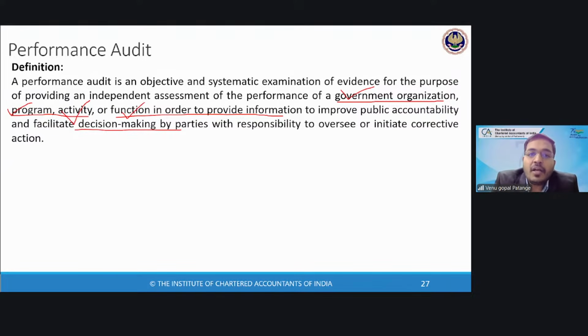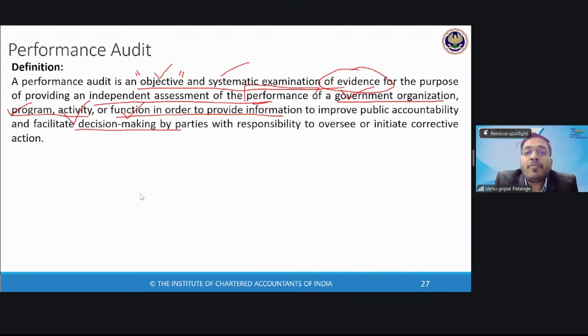And what you will do? You will examine the evidence systematically and objectively without any bias. So objectivity is taken care of once you are independent. Once you know ethical principles, you should be independent enough. This part is taken care of, and you do a systematic examination of evidence for the purpose of giving an independent assessment of the performance. So which performance are we talking about? Here, the performance of a government organization, the entire entity as a whole, or a program or an activity or a function.